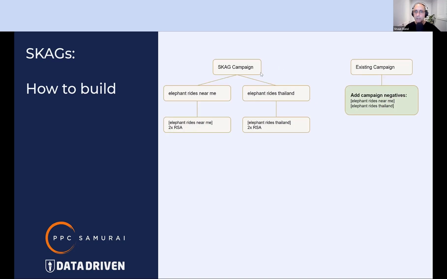This is the new campaign that I'm building, and the old campaign where I scraped the search terms from. That's where I'm adding these exact match negatives into that campaign at the campaign level.